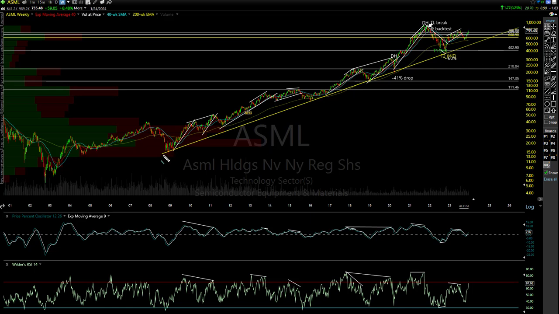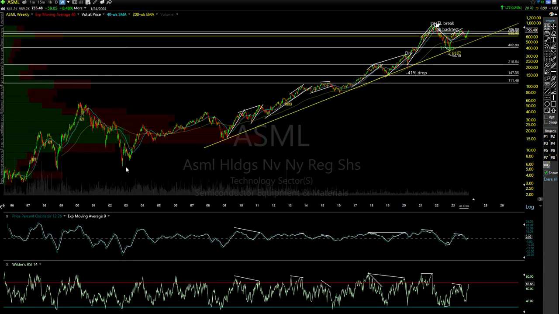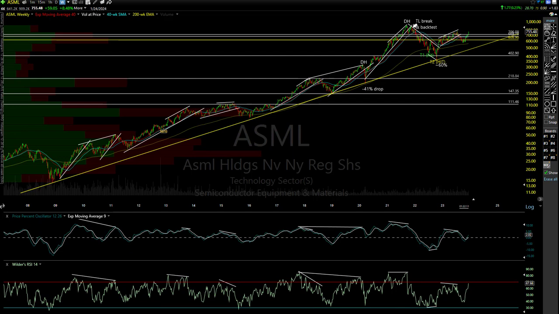Here's your uptrend line. Actually, that should be extended. Does it go back here? Almost. I'm just going to leave it the way I had it. This one's been around for a while, 2002. But there's your primary uptrend line.